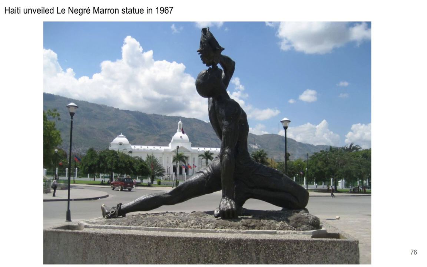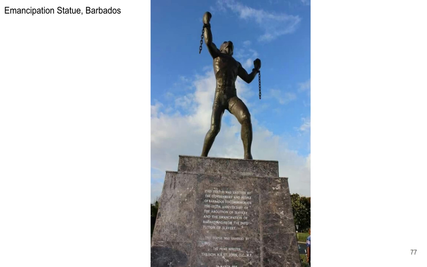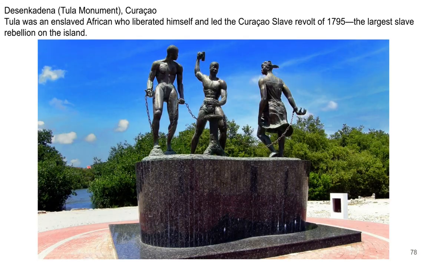Okay, so in Haiti, we've got statues of a slave in the process of freeing himself. In Barbados, there's the Emancipation Statue to commemorate the 150th anniversary of the abolition of slavery in Barbados. We have a statue to another enslaved African who liberated himself, led a Curaçao slave revolt, the largest slave rebellion on the island. I believe he was tortured to death on the site that the statue stands today. So here's one slave liberating two other slaves by literally breaking their chains.